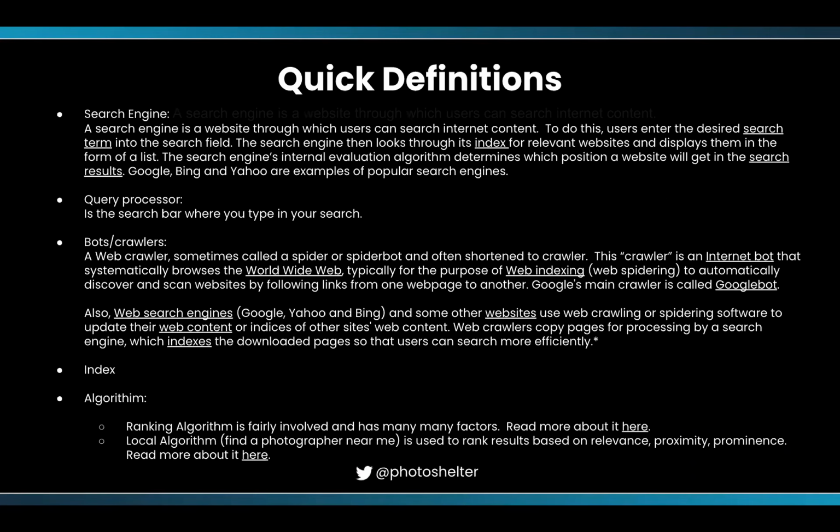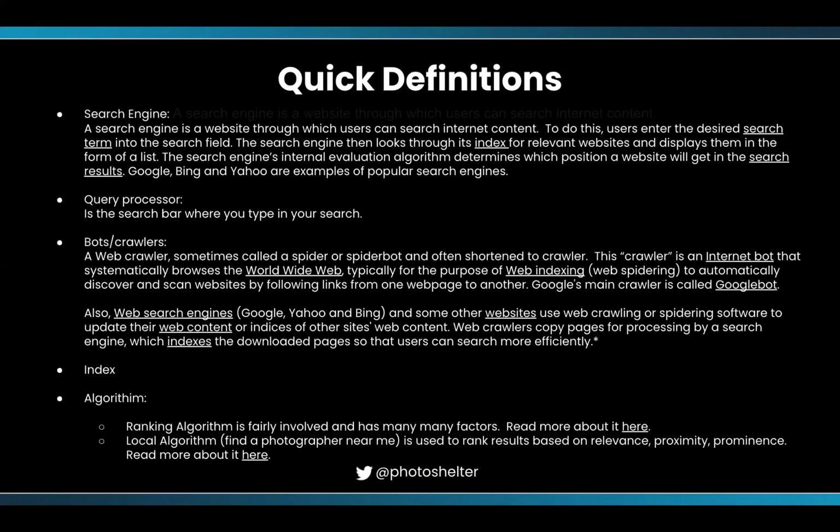Here is a list of a few definitions that I'm going to explain pretty quickly so that you'll understand some of the content that we're talking about. A search engine, which you're already familiar with. It's a website through which users can search internet content. And query processor. A query processor is the search bar when you type in the search. Bots and crawlers. Bots and crawlers are basically a web crawler. They sometimes call it a spider. And it crawls the internet and browses the World Wide Web and it indexes websites.